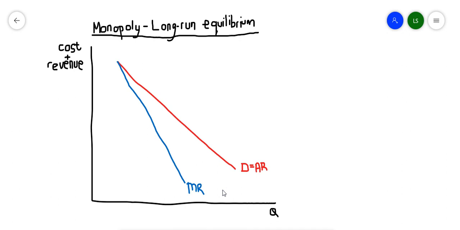Okay, this is what step 1 looks like. We have drawn demand, marginal revenue and average revenue. It is 2 separate graphs. Both of them have a negative slope, and marginal revenue is below your demand curve because your marginal revenue is less than the price. In step 2, we have to add your marginal cost.